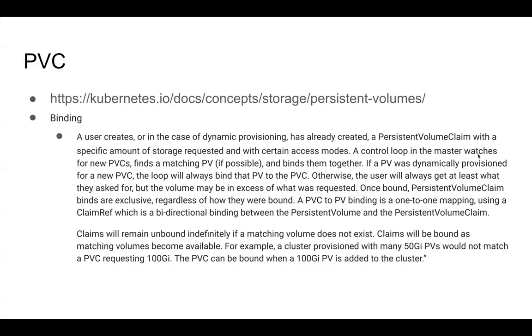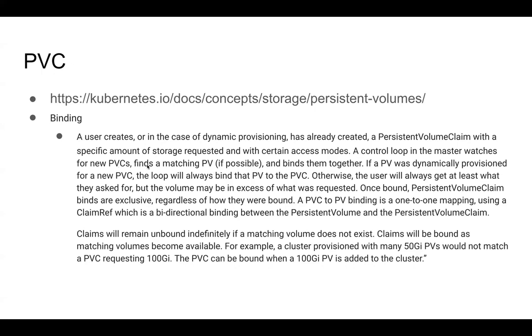A control loop in the master, the master node of Kubernetes, watches for new persistence volume claims. And this is what we did. We created a persistence volume claim, and the loop running in the master node finds, okay, there's a new persistence volume claim now.